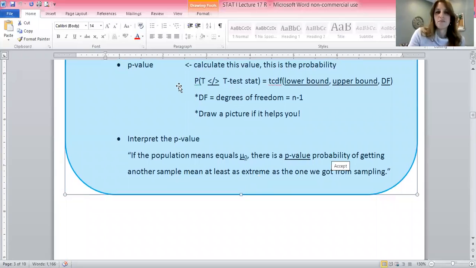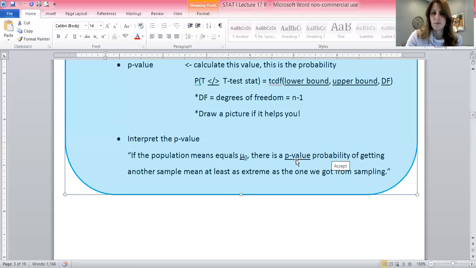Now I need to interpret this p-value. I need to interpret what the probability means to me. This is tricky, okay? It takes a little getting used to. I give you these templates. You may use the template and just plug values in, or you may put it in your own words. What the p-value interpretation is saying is that if the population mean equals my null hypothesis value, so I would plug that value in here, so saying the center of my curve is the null, then there is a p-value probability. Again, I'm going to take my calculation number and plug it right in here.